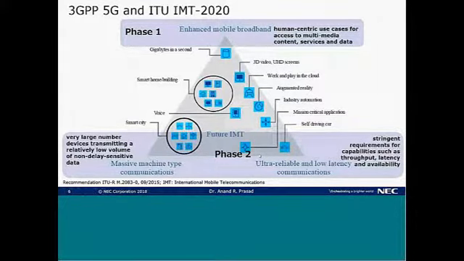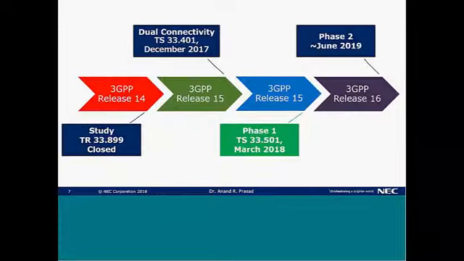So I move forward in terms of timeline from a security perspective. We started a study in release 14. We did a dual connectivity solution in our non-standalone solution, where we used a 4G core network for 5G. We finished security for that in December, and now recently in March, we have finished security for phase 1, moving towards phase 2.